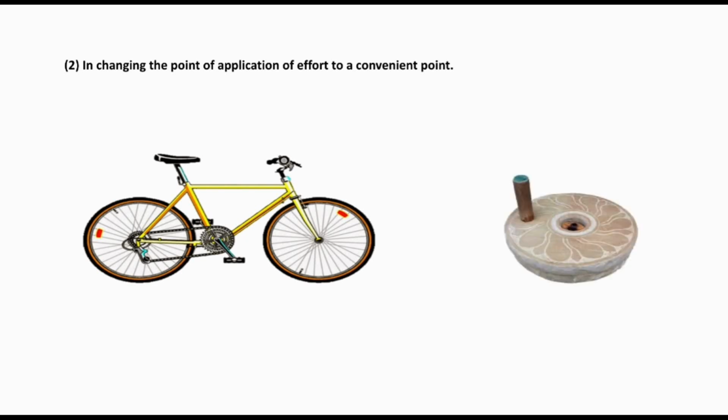Similarly, this is a hand grinder. A hand grinder can be rotated easily when its handle is at the rim of the grinder. Therefore, we are applying effort to the rim of the grinder, which makes it easy to rotate the hand grinder.